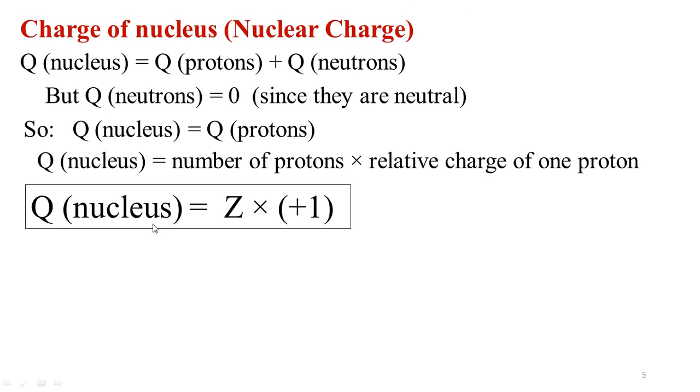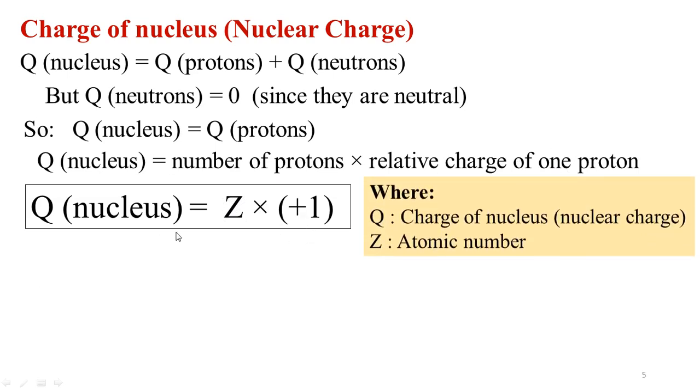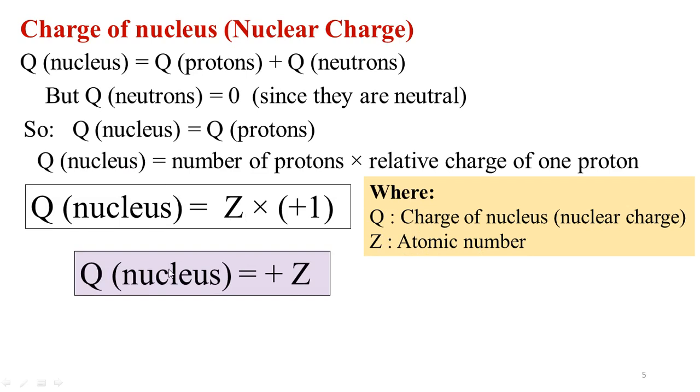So we can say that the total charge of the nucleus is equal to Z times the relative charge of one proton, which is usually given for you, and it's equal to +1. So here in this formula, capital letter Q is the charge of a nucleus or the nuclear charge, capital letter Z is the atomic number. So we can say directly that the total charge of the nucleus is equal to +Z.